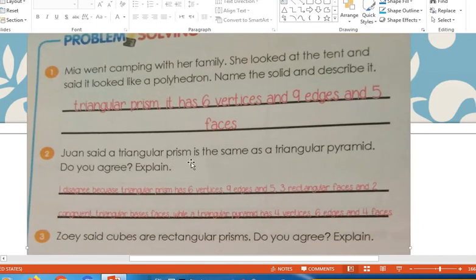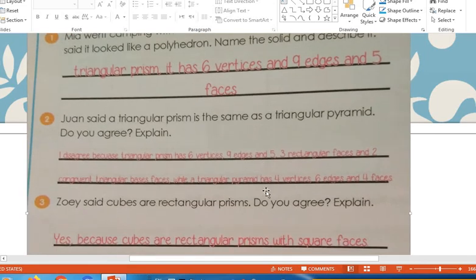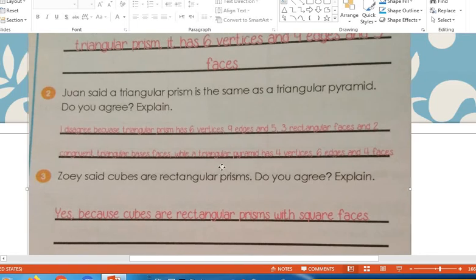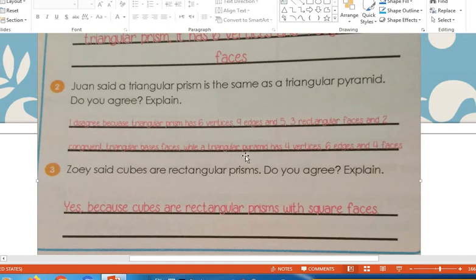Juan said a triangular prism is the same as triangular pyramid. Do you agree? Of course not, because triangular prism has, as we said, 6 vertices, 9 edges, and 5 faces. The triangular pyramid has 4 vertices, 6 edges, and 4 faces.